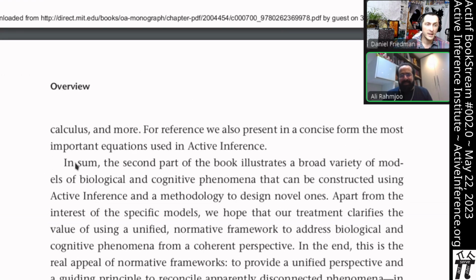So, I also second that. The second part of the book illustrates a broad variety of models of biological and cognitive phenomena. So it's an application-oriented second half of the book. And we have a lot of accessory code and approaches and notebooks, so one may not find that this is the one-stop shop that they were looking for. However, for those who dive in, there's absolutely more than enough to scaffold their learning journey.